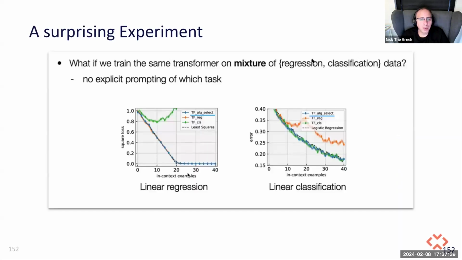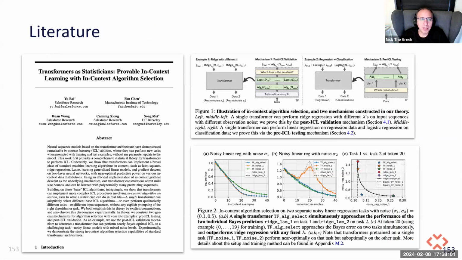And they ran this surprising experiment where they trained different regression and classification problems, put them all together. When they gave it a new problem, they didn't tell it to try it with lasso, with linear regression, or whatever. They let it do the gradient descent on its own. And surprisingly, it was picking the right algorithm, or in some cases, combining the algorithms. Very fascinating work from MIT, Berkeley, and Salesforce.